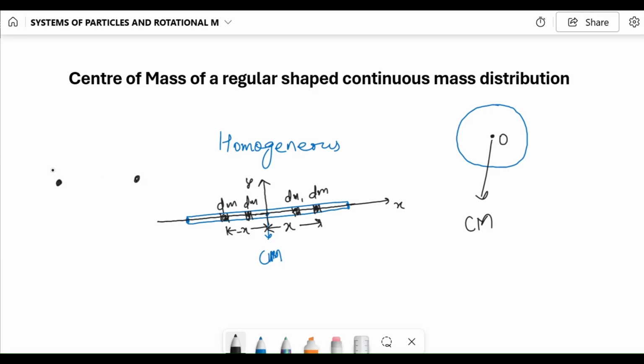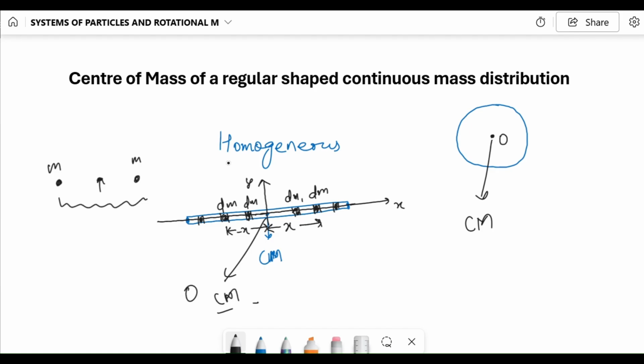You can conclude using this: if you have two equal masses, the center of mass will lie exactly in the middle, that is between these two masses. In the same way, you can divide all these elemental masses into pairs, one on right side, another on left side, and you can make this argument and you will come to this point, and this point is your center of mass.